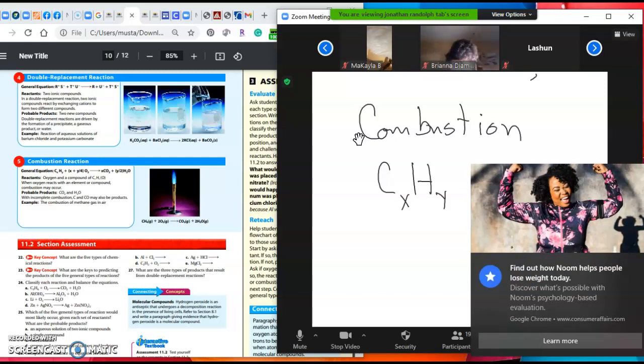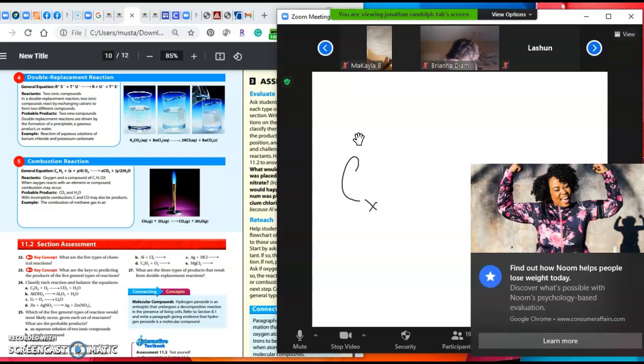Hold on just a second. Let me rewrite that one. So CXHY plus O2 yields CO2 plus H2O. So carbon dioxide and water from the hydrocarbon and oxygen.